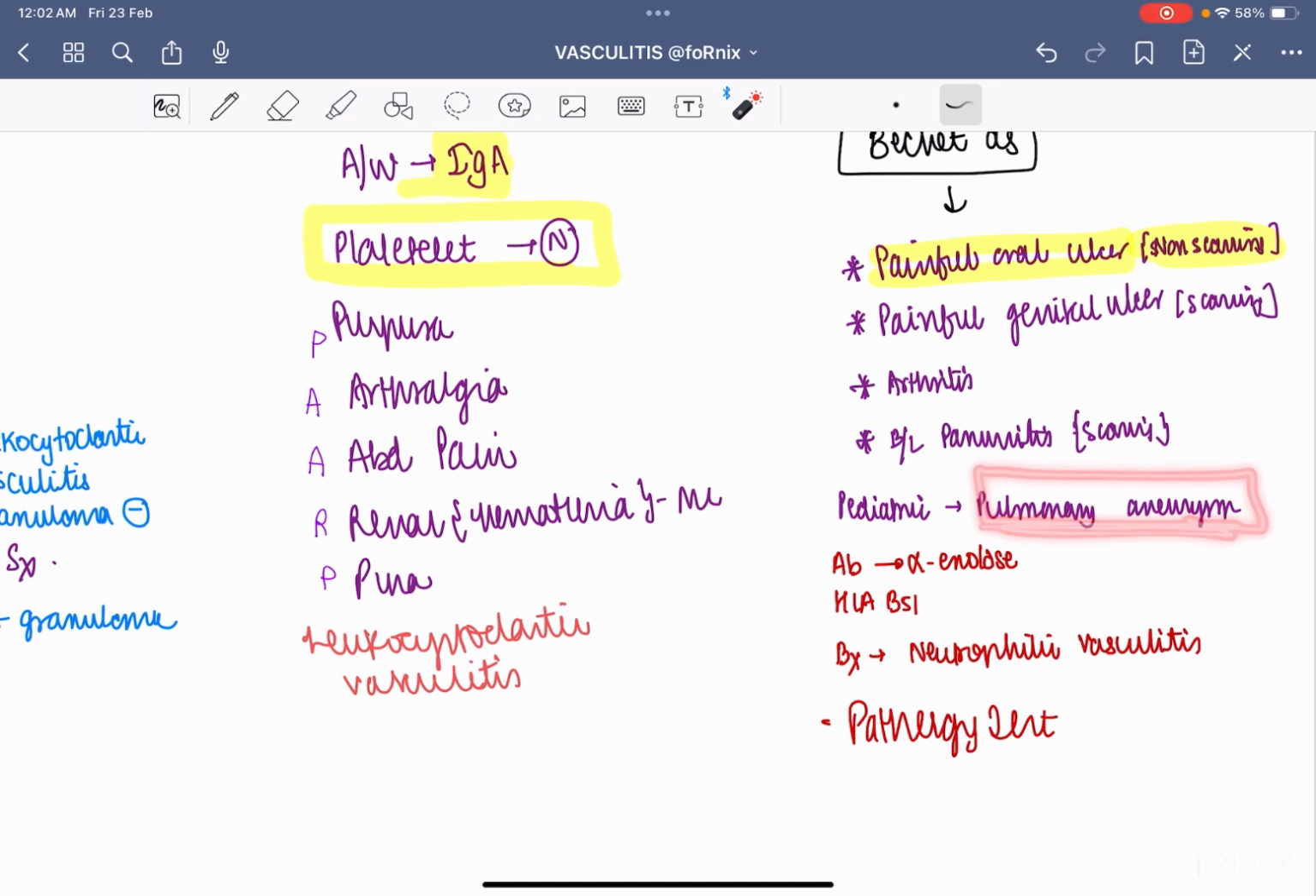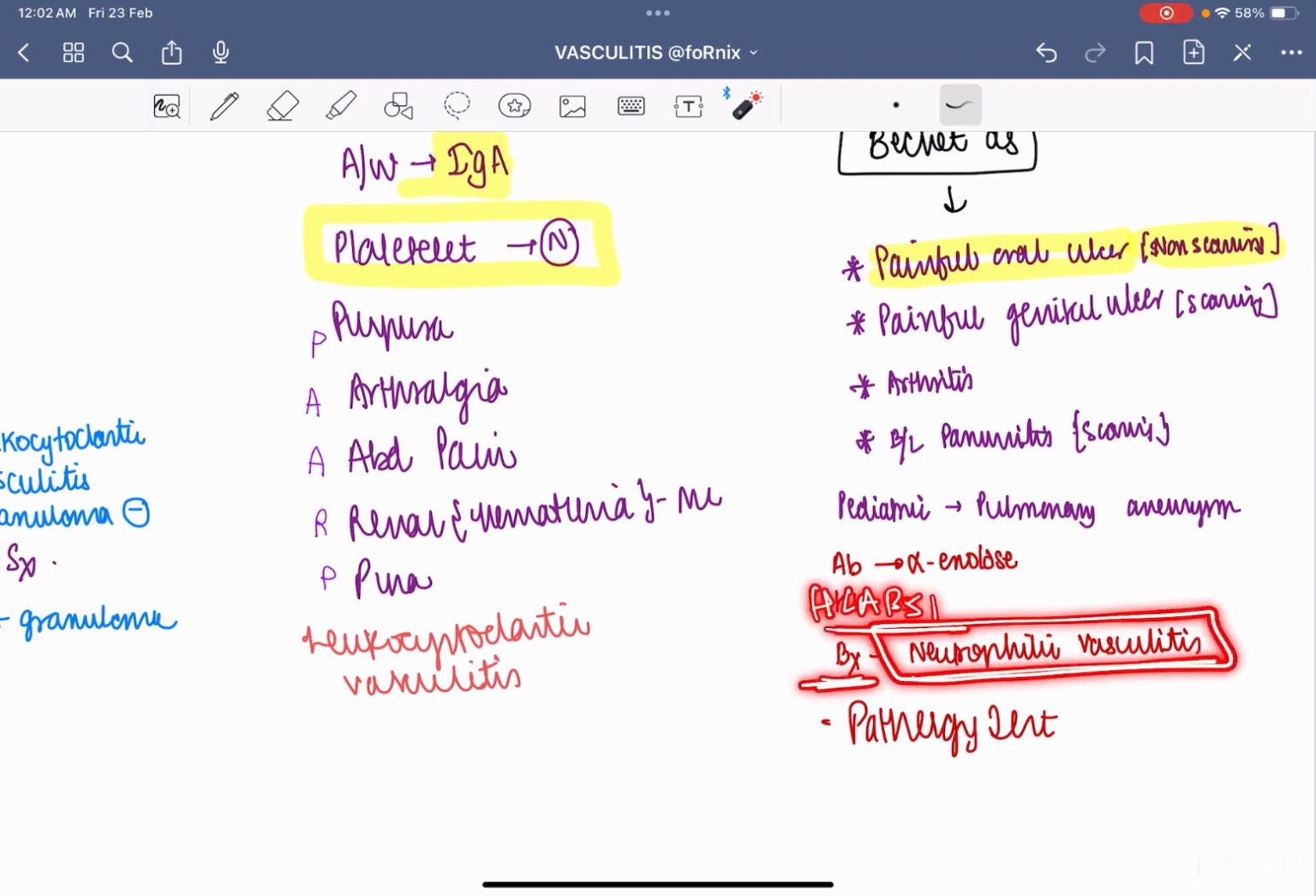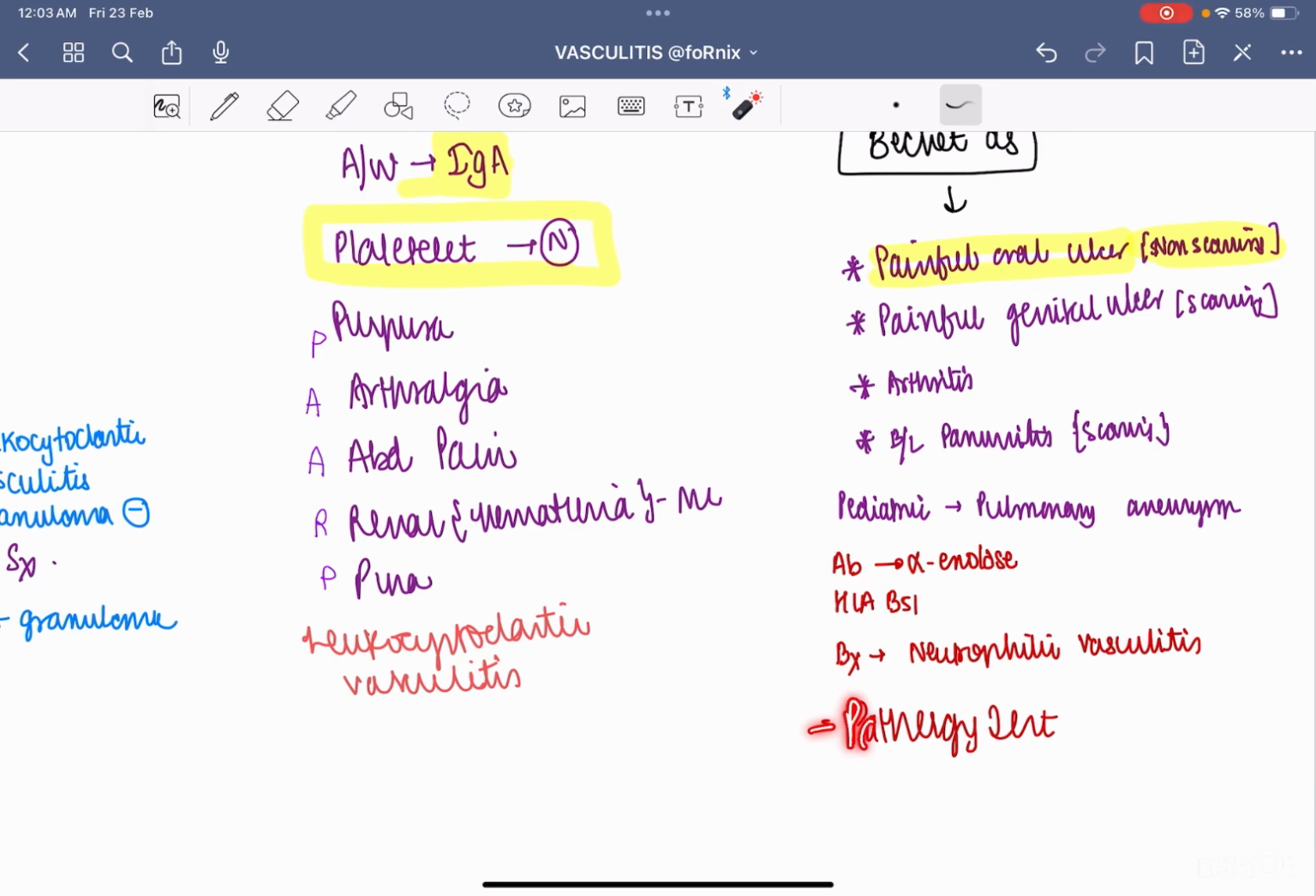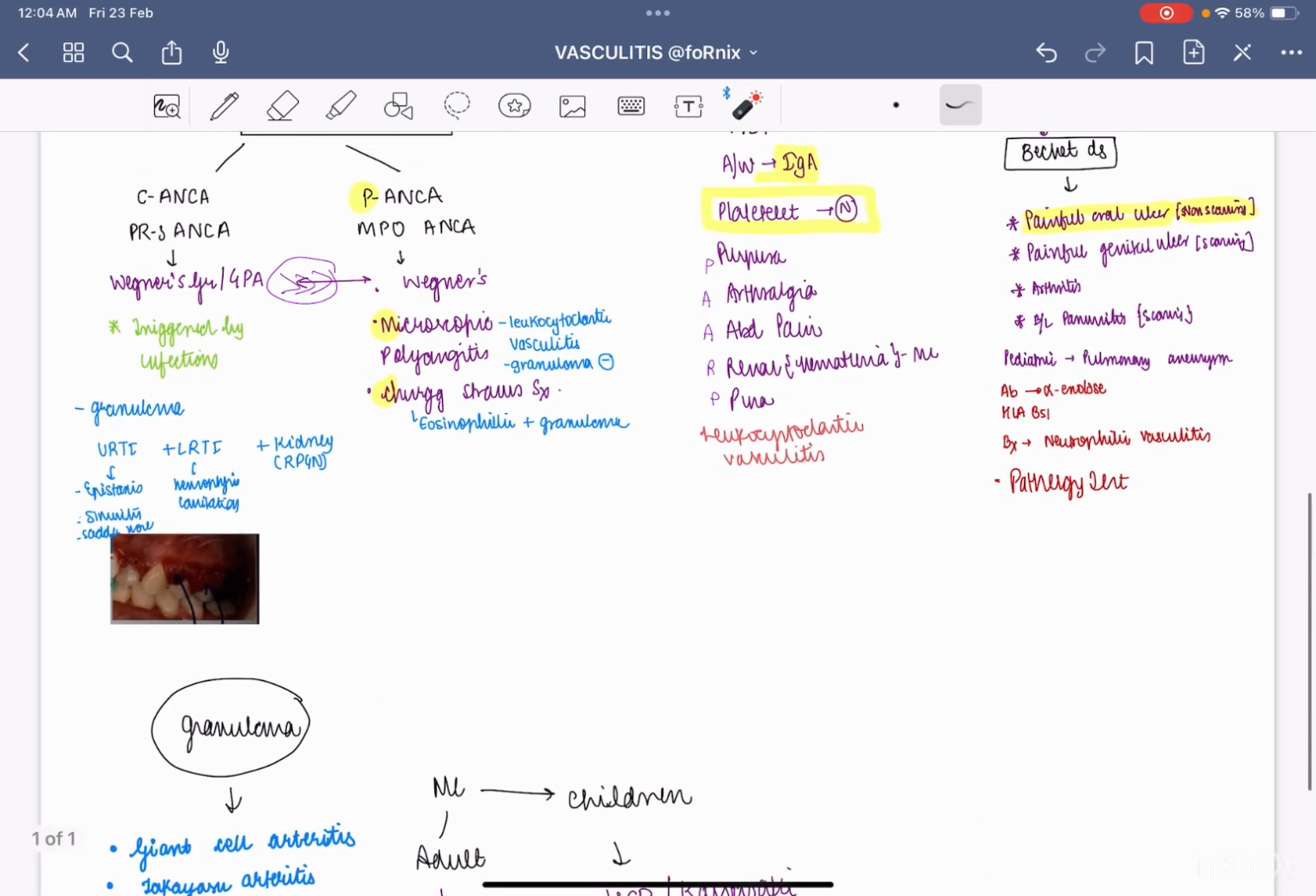The antibody involved in this disease is alpha enolase. We also know that it is an HLA-B51 associated disease, and on biopsy we can see neutrophilic vasculitis. There is also a pathergy test, one little test that is involved in this disease. So our Behçet's disease is completed.